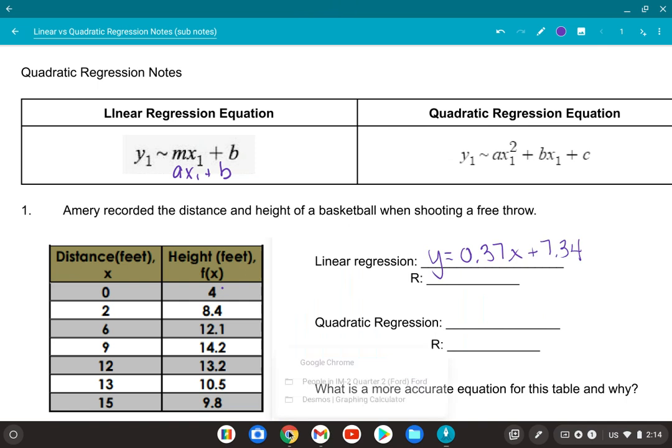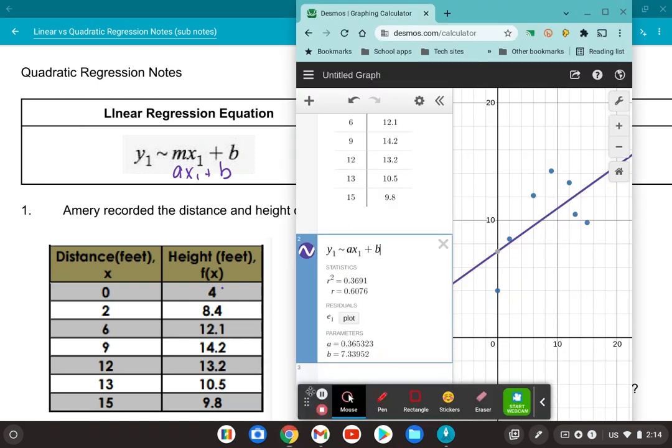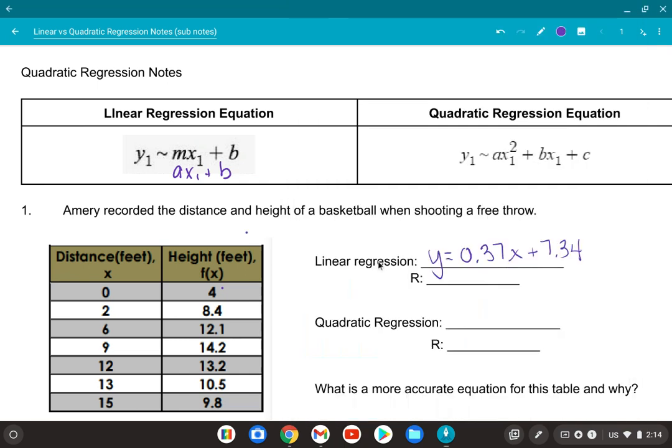Now the r value, and we're not looking at r squared, we're just looking at plain r. This is going to tell us how good of a fit the line is. The closer it is to 1 or -1, the better. This is sort of halfway. And so we're going to write it in again. So it's 0.6076.